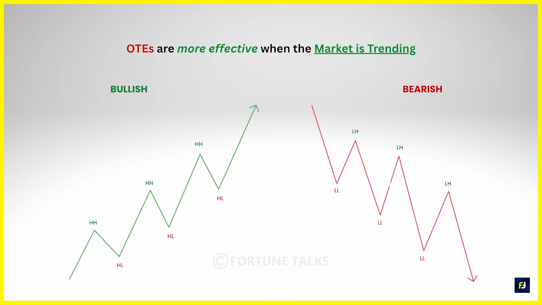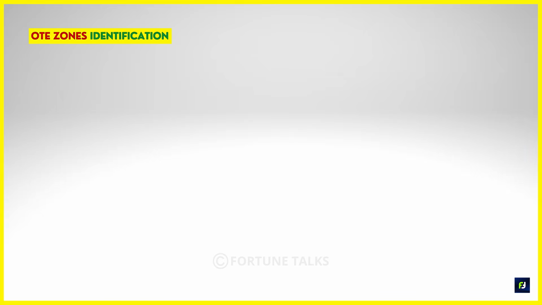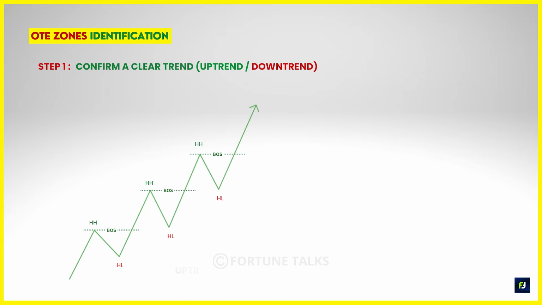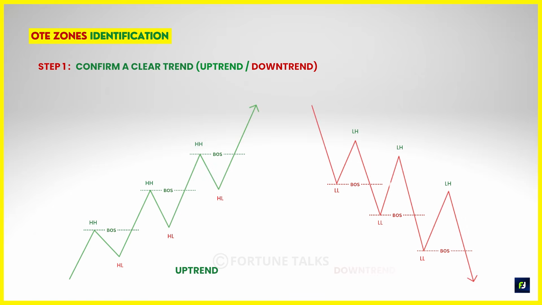With this understanding, I will guide you on how to identify optimal trade entry zones or OTZs in your chart in two simple steps. The first step is to confirm a clear uptrend or downtrend using market structure analysis. Higher high and higher low formations with bullish structure breaks denote an uptrend, while lower low and lower high formations with bearish structure breaks denote a downtrend.